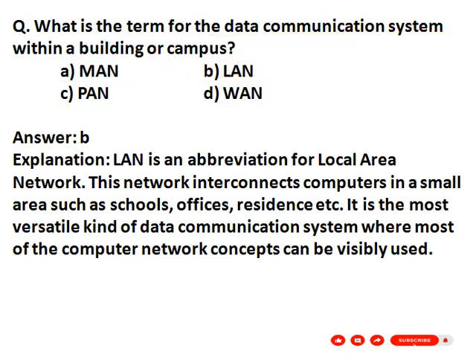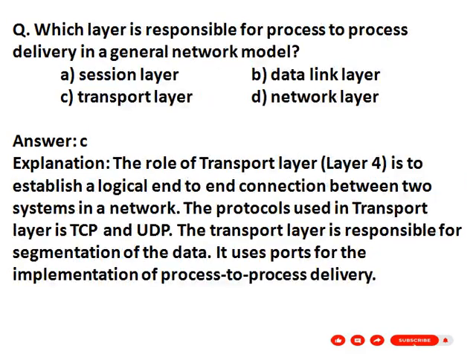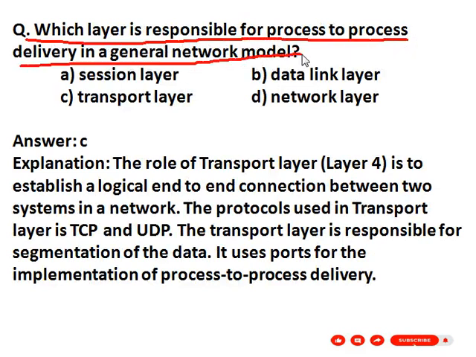Which layer is responsible for process-to-process delivery in a general network model? Given options are A, session layer, B, data link layer, C, transport layer, D, network layer. Your correct answer is option C, transport layer.